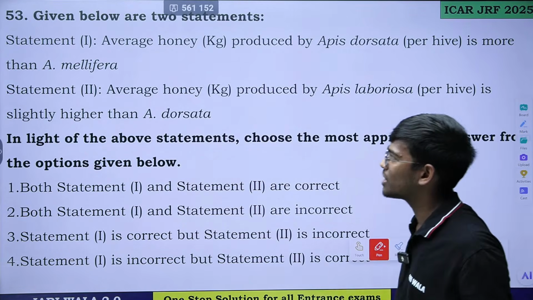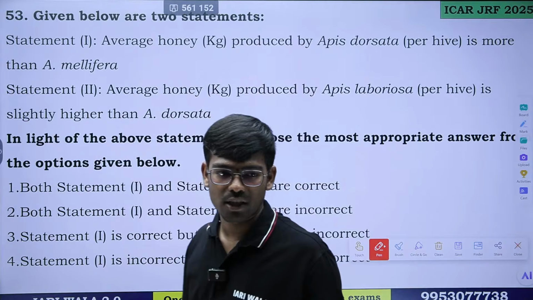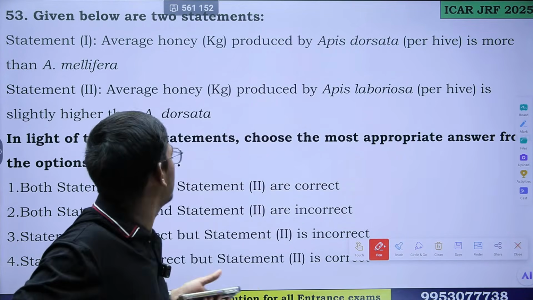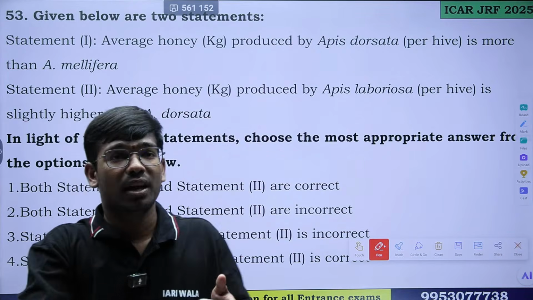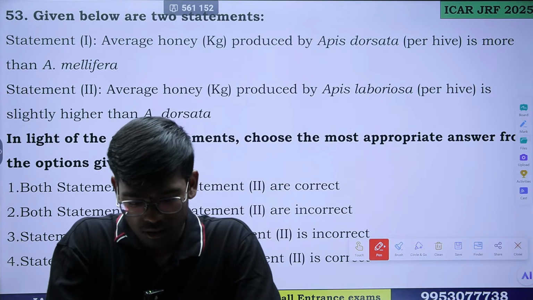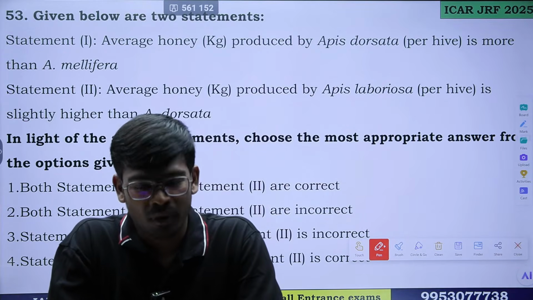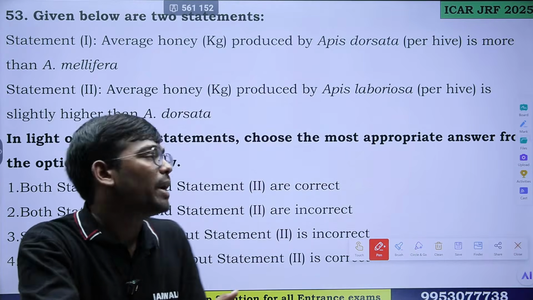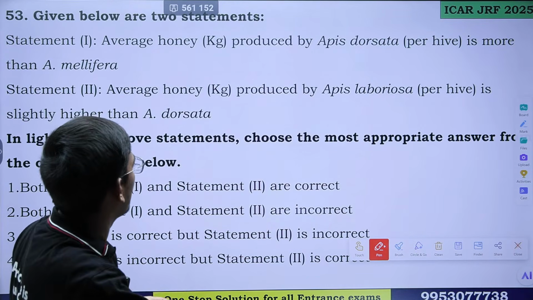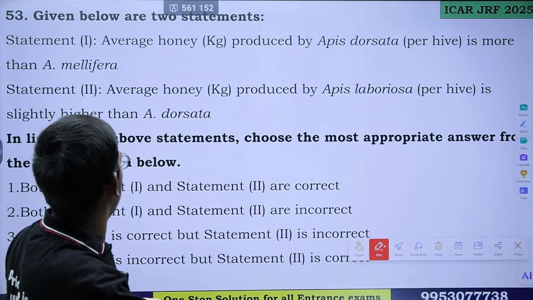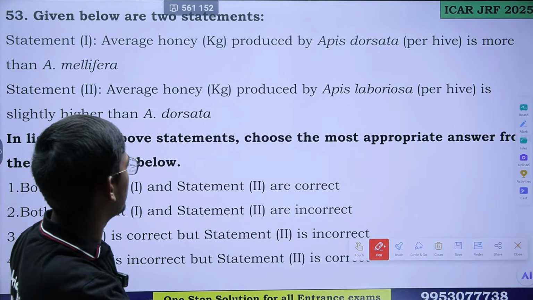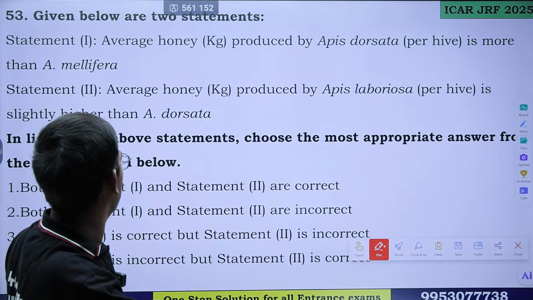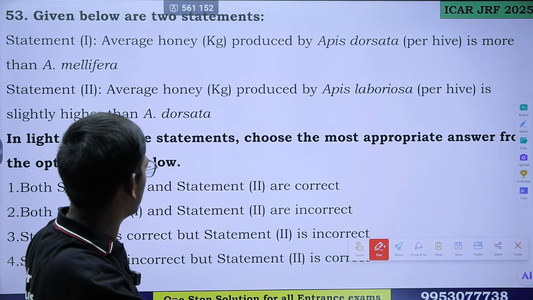Coming to the next question: the average honey in cages produced by Apis dorsata, that is the rock bee, per hive is more than Apis mellifera. Then the average honey produced by Apis laboriosa is slightly higher than Apis dorsata.